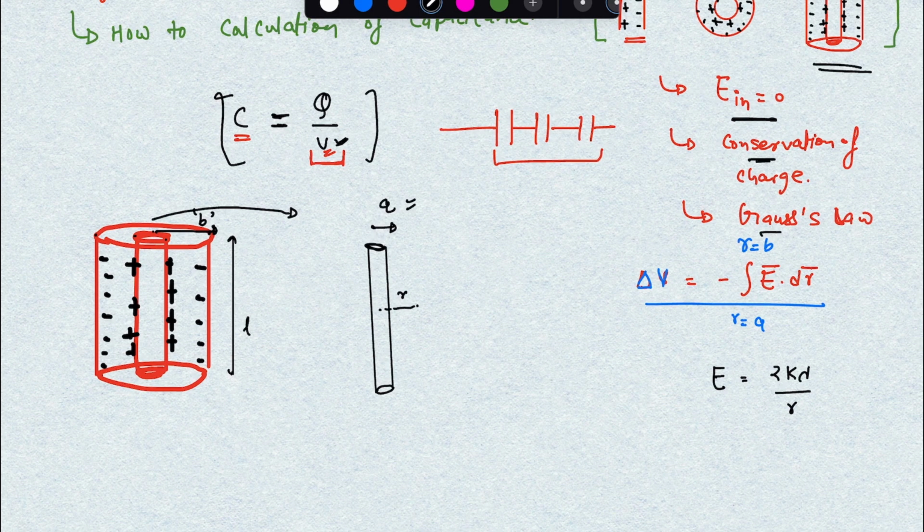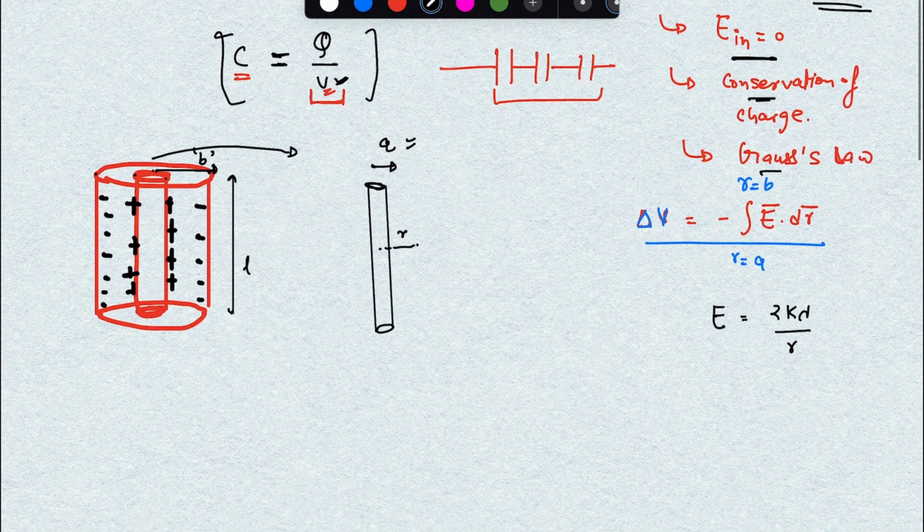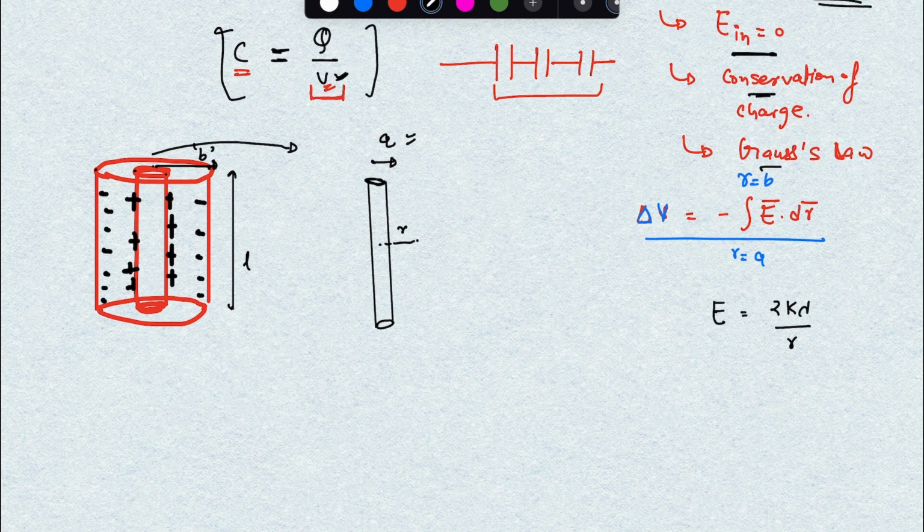And here I will just neglect the negative sign, because I need to take a positive potential difference, because the capacitance is going to be a positive property. So no need to worry about where is the higher potential and where is the lower potential. That of course you can find out if you want the sign, but we just want to calculate the capacitance here. So yeah, let's find out.